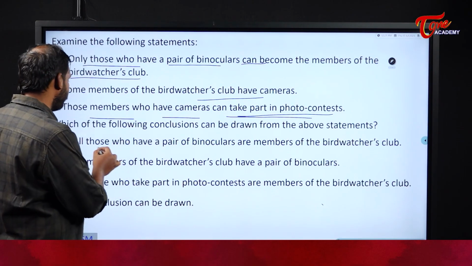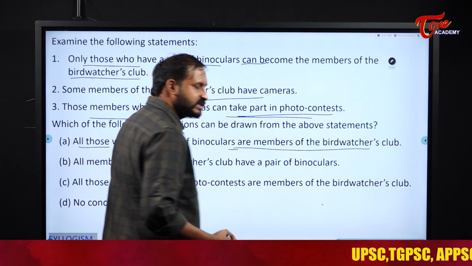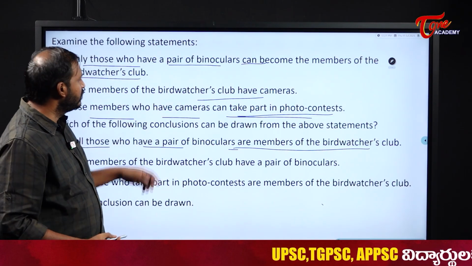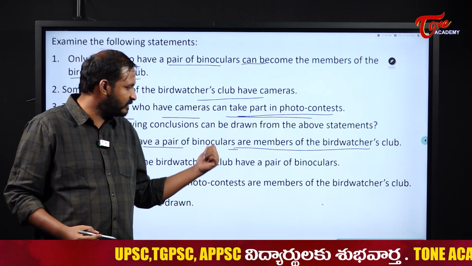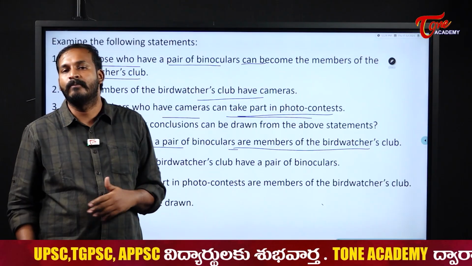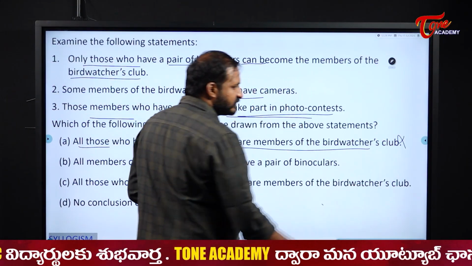Now see the first one. All those who have a pair of binoculars are members of the bird watchers club. Is this correct? No, right? Everyone who is in the bird watchers club will have binoculars, but it doesn't mean that all the persons who possess binoculars are in the bird watchers club. So the first one is false.